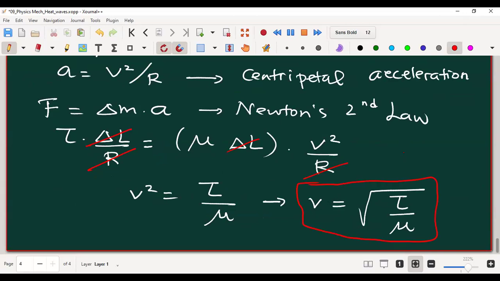So this one is the velocity of the wave along the string. For example, the velocity of the wave on a guitar. Yeah. So remember we have played guitar. So the velocity of sound is like this.